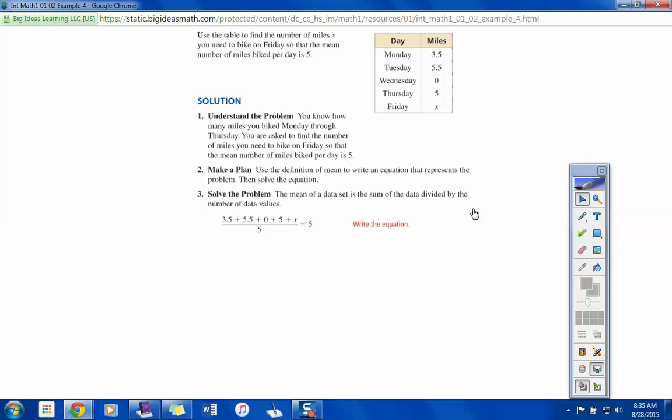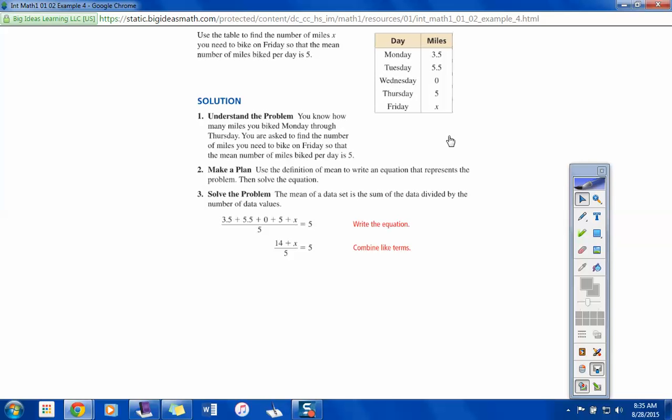What do you think they're going to do with the 3.5, the 5.5, the 0, and the 5 up here first? Add them up. Let's see if they did that. Is that what they did? You guys are looking at it. What did they add up to? 14.